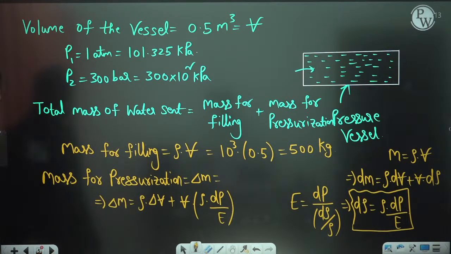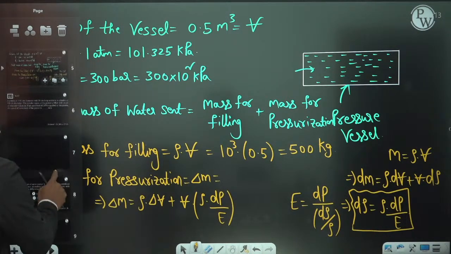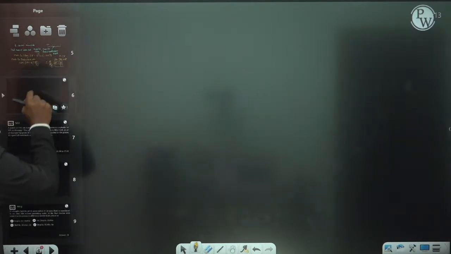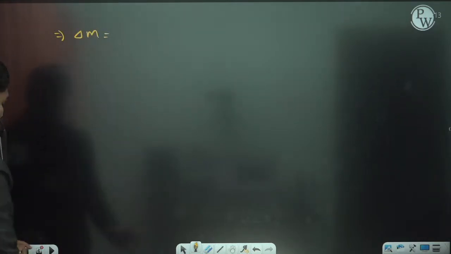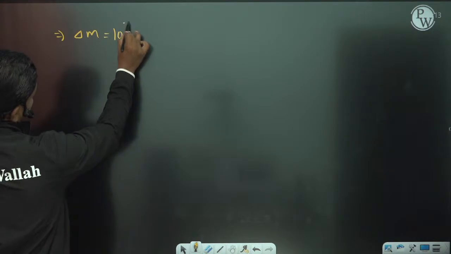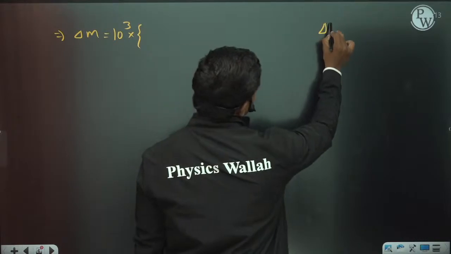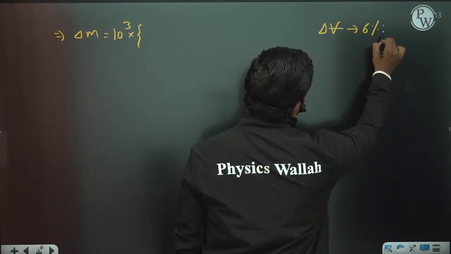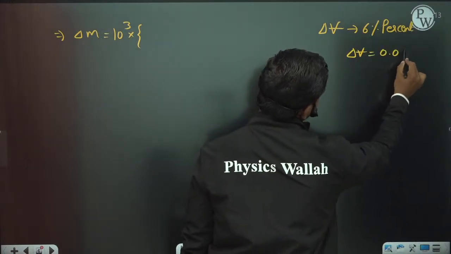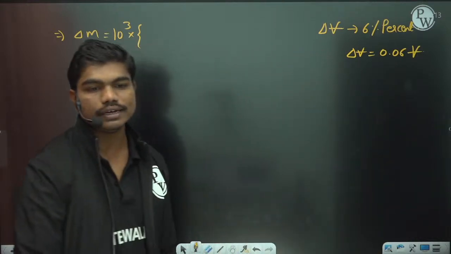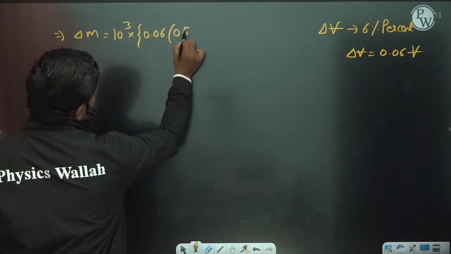Let us calculate this delta m value. Delta m is equal to density of the fluid, which is 10 cube, into change in the volume. It's given that volume change is 6%. Delta V is basically 6%. So what is the meaning of this? Delta V is nothing but 0.06 times of this V. Correct? So 0.06 times of V, which is 0.5.